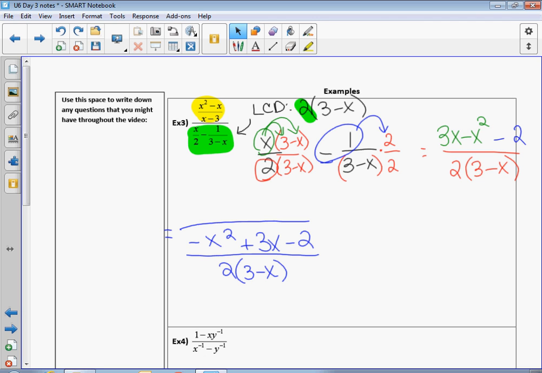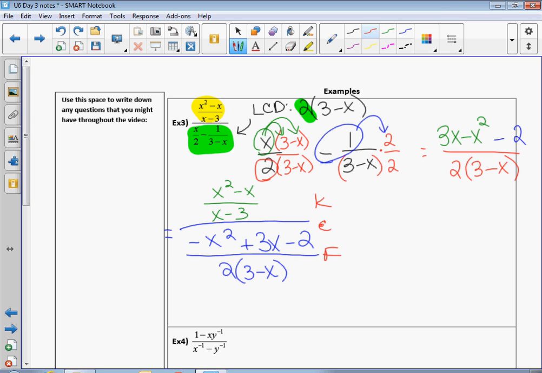The original numerator can come back now, which was x squared minus x over x minus 3. So this is a division problem. I'm not going to rewrite this, but we know it's the green fraction divided by the blue fraction. So I'm going to keep the first, change the sign, and flip the second. So I'll do that right up here. Keep the first fraction, change the sign to multiplication, and then flip the second fraction.